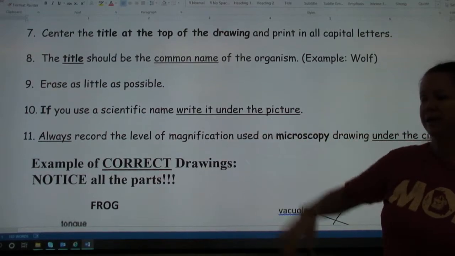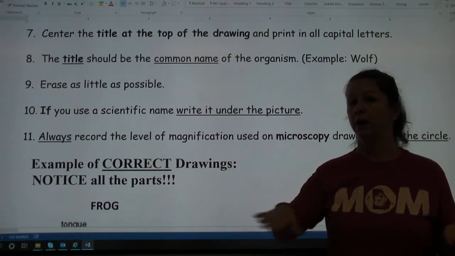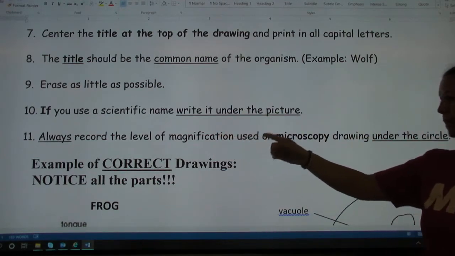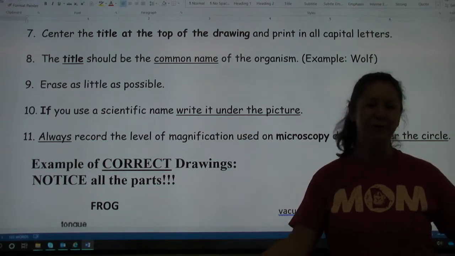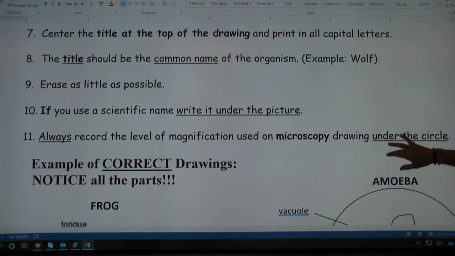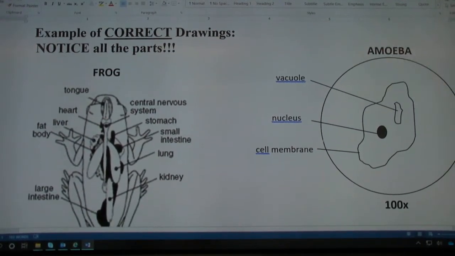If you want to use a scientific name, you're not going to have to, but if you want to, you write it under the picture. And then if you're using a microscope, which is what we are doing, you have to write the level of magnification. Okay? So these are examples of correct drawings.